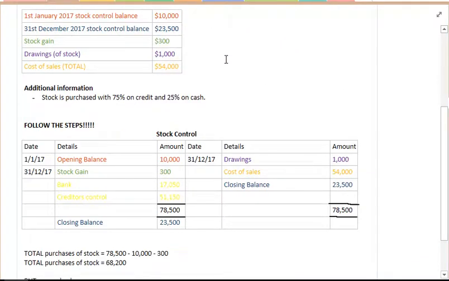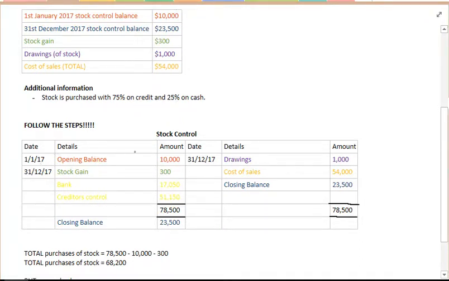So our example here, 1st of January, our stock control balance is $10,000. At the end of December, so a whole 12 months later, our stock control balance is $23,500. We had a stock gain of $300, drawings of stock was $1,000, and cost of sales total was $54,000. So we'll start off putting our balances in.